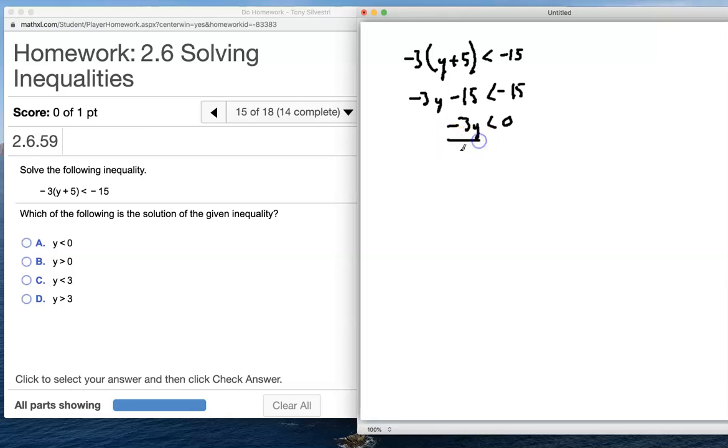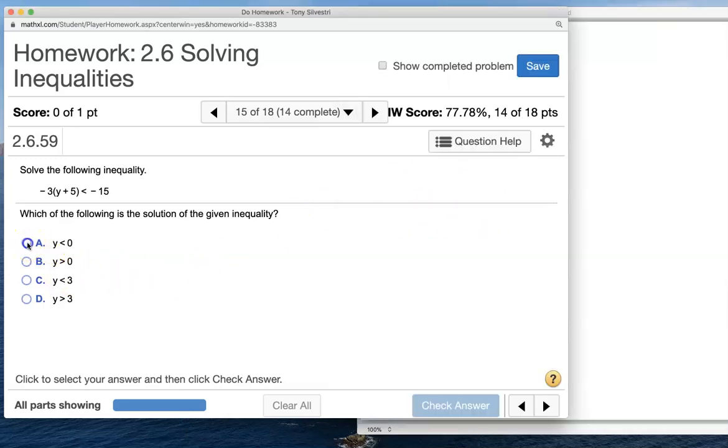Okay, now, look at this. If you want a y by itself, you have to divide by a negative number. Boom. y is greater than 0. 0 divided by negative 3 is 0. And I had to switch the arrow, so I'm going with that.